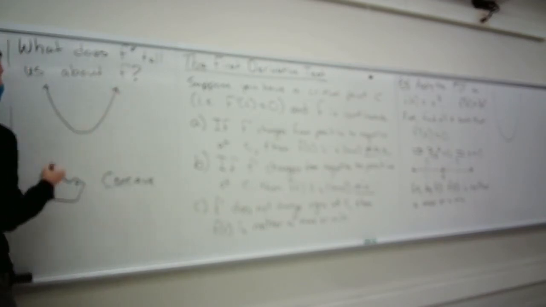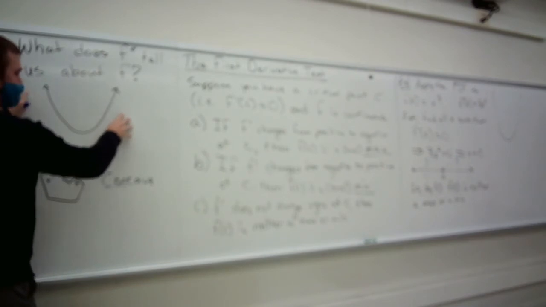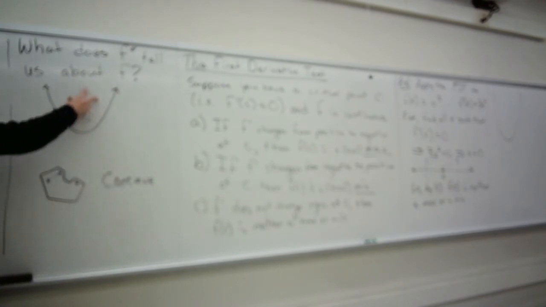If I asked you, here's a parabola, where is its cave? Concave up. Yeah, but where's the cave? Isn't it the entire thing? It's the top part, right? Like, is this the cave? Or is this the cave? No, like above. Yeah, this curve actually separates this part of the plane from this part of the plane.